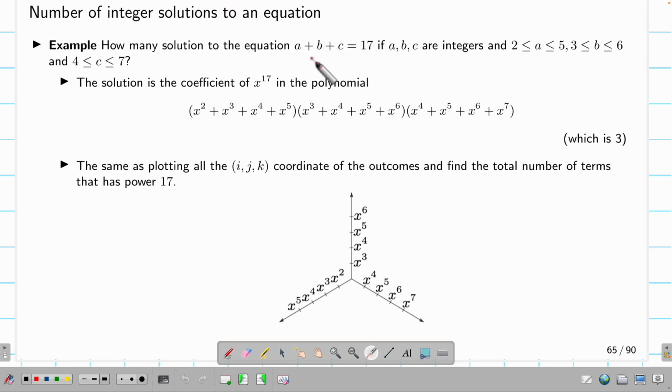Suppose I have a plus b plus c equals 17, and now a has to be this, b has to be this, c has to be this, and a, b, c are integers. So how do you solve it? It's actually the coefficient of x17 in the polynomial of this guy, which is 3.